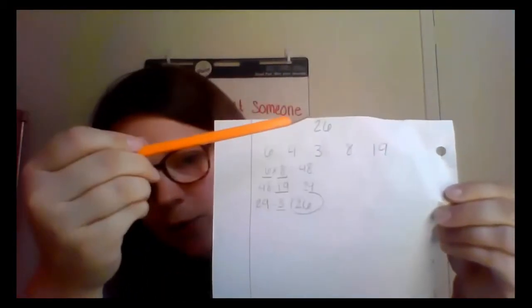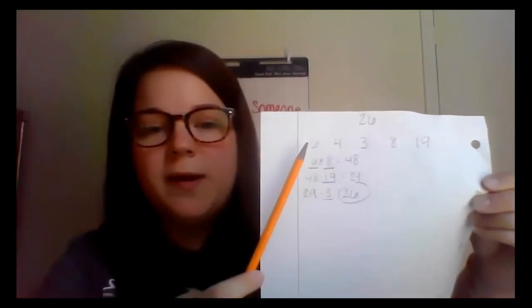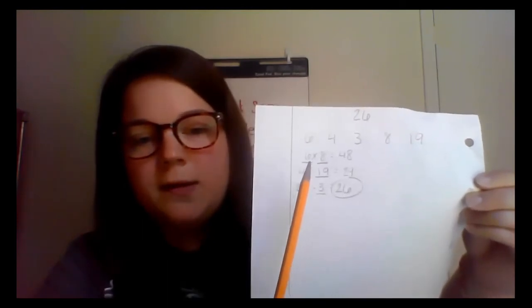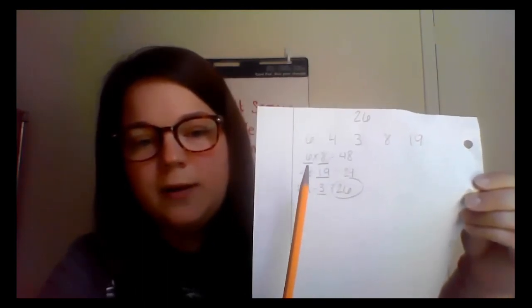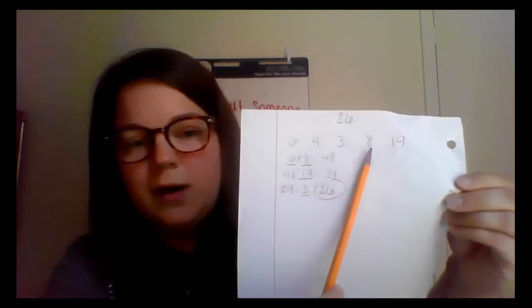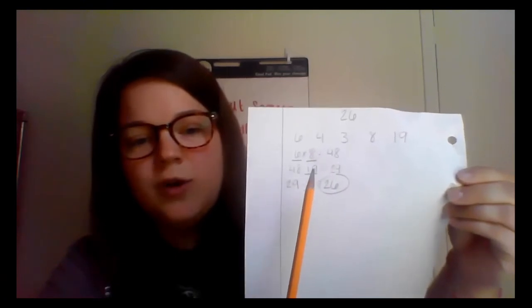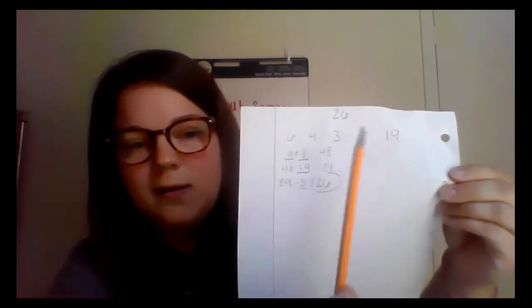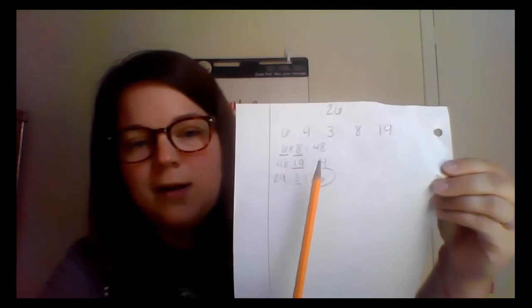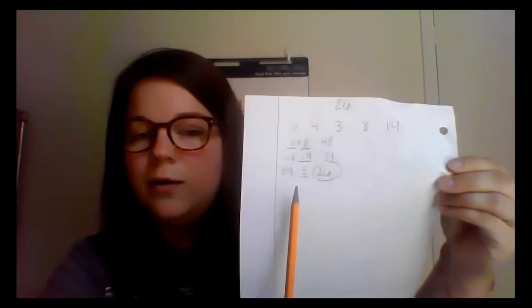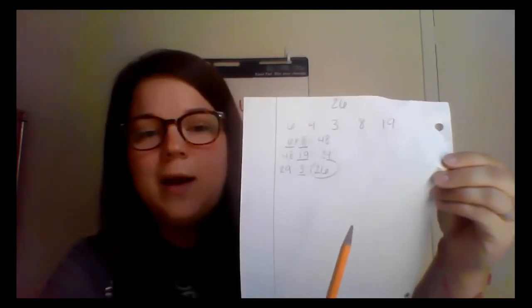Okay, so here's what I was able to come up with. Remember, I was trying to make 26. The numbers I had to use were 6, 4, 3, 8, and 19. So I figured out that 6 times 8 is 48. So I underlined 6 and 8 because those are two of the numbers that I needed to use. Okay. Then I took my total, 48, and I subtracted 19. I underlined 19 because that's also one I need to use. 48 minus 19 is 29. So then I took 29 and I subtracted 3, underlined it again, and I finally came out with 26.